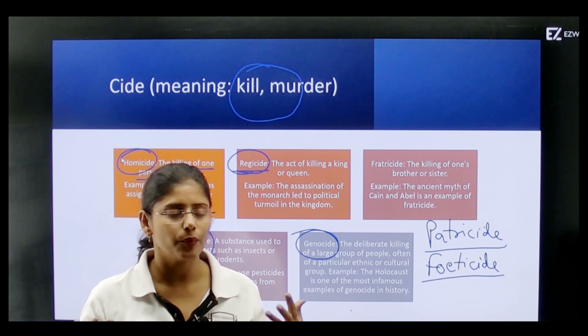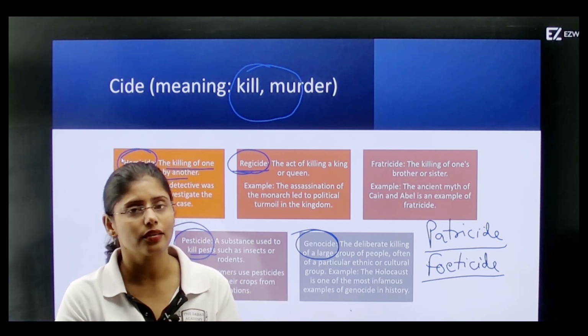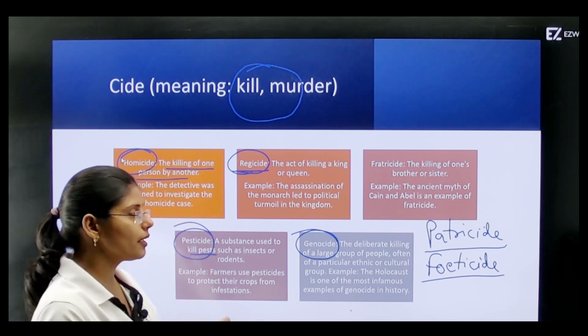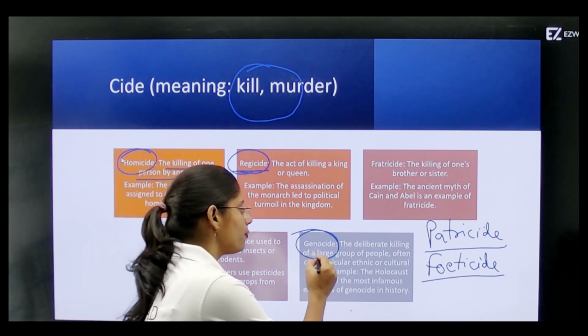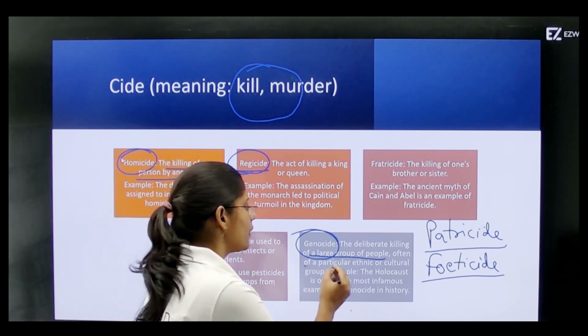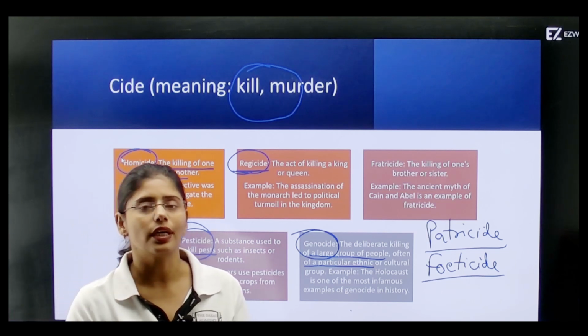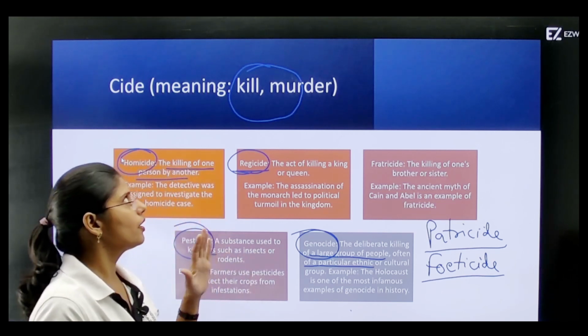If we kill a large number of people related to the same community in one place, that is known as genocide. It means deliberately killing a large group of people, often of a particular ethnic or cultural group. So these are the words which are related to the side word.